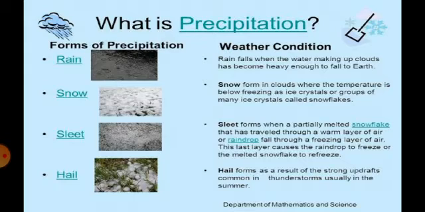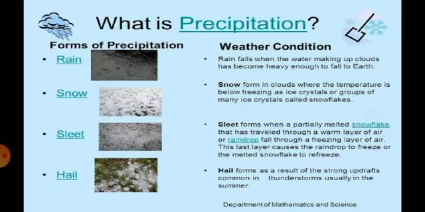Sleet forms when a partially melted snowflake has traveled through a warm layer of air. A raindrop falls through a freezing layer of air. This last layer causes the raindrop to freeze or the melted snowflake to refreeze.